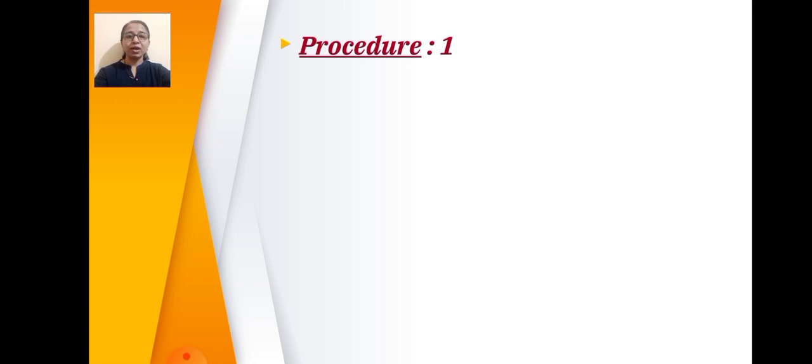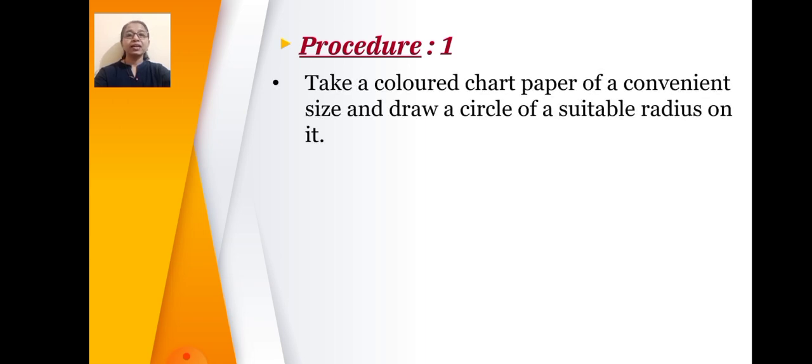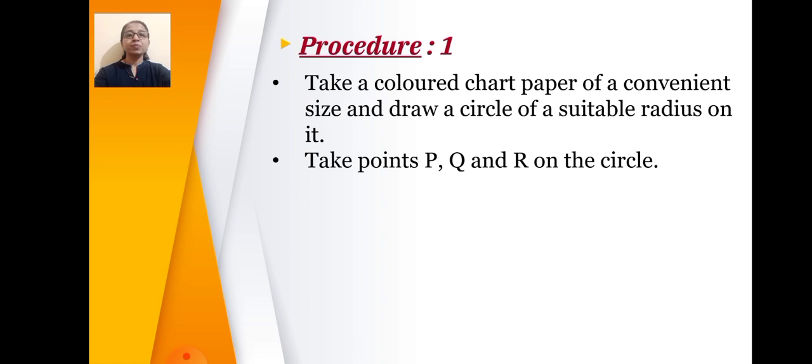Then procedure 1. So what you will do, take a colored chart paper of a convenient size and draw a circle of suitable radius on it. According to your paper, you have to draw a circle of suitable radius. It should not be too small or too large. Then take points P, Q and R on the circle. You can give any name to those points. I have taken P, Q and R.